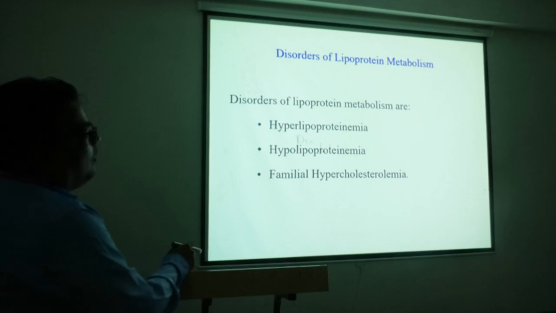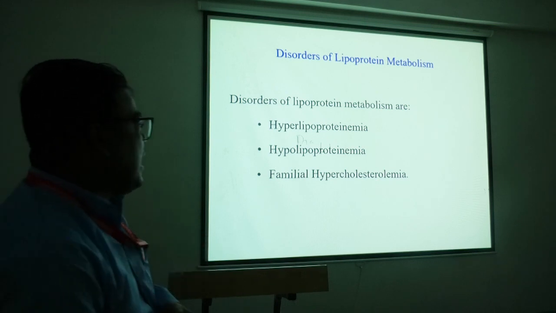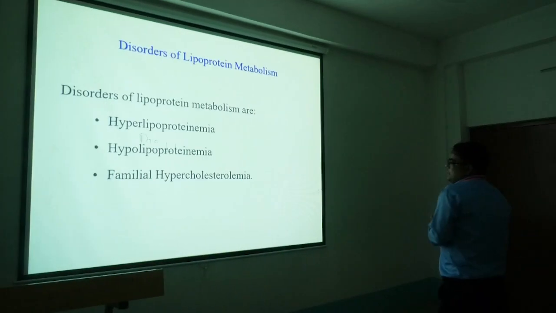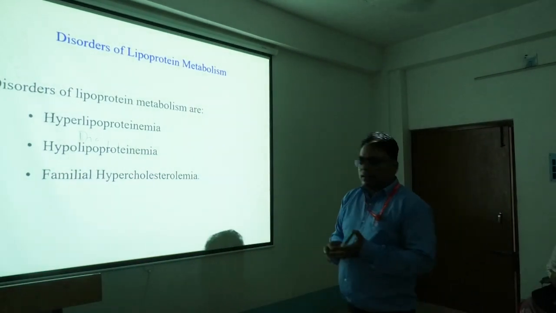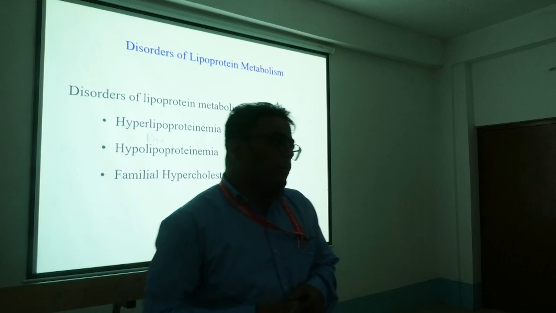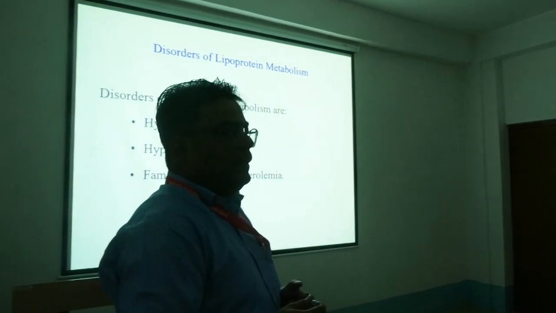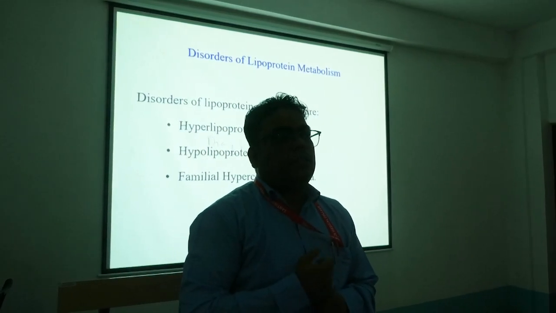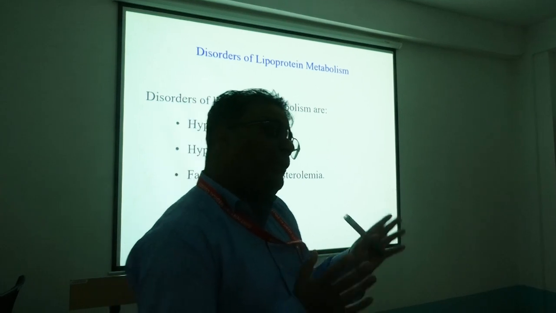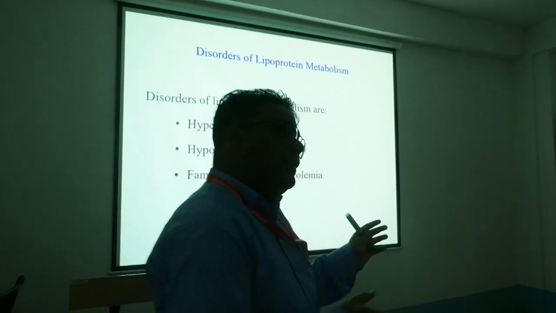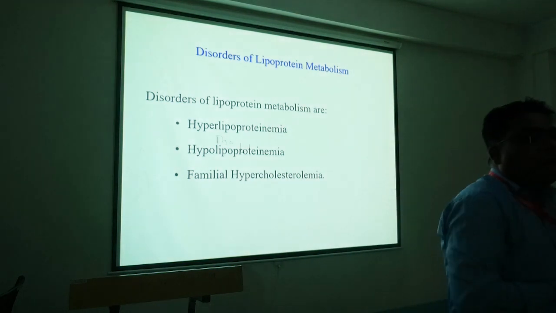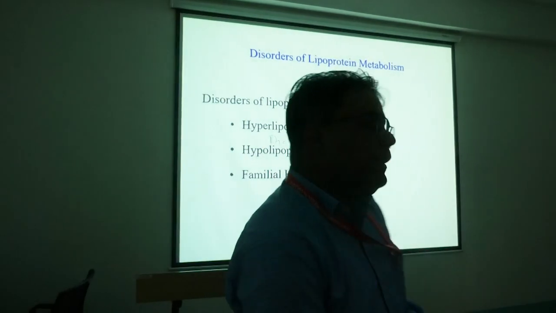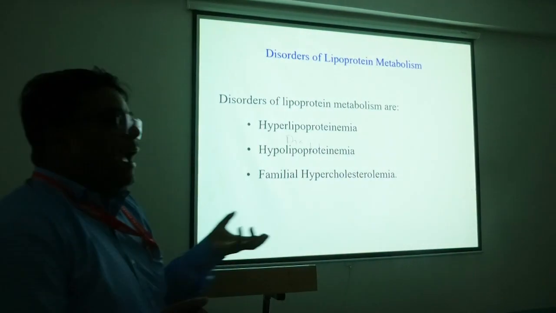Now, disorders of lipoprotein metabolism. Which disorders can there be? Hyperlipoproteinemia, hypolipoproteinemia, familial hypercholesterolemia. You understand the term hyperlipoproteinemia? That means the level of lipoproteins in the blood is increased. Why is it increased? If there is an absence of particular enzymes, or if the apoproteins are not formed properly, then these molecules accumulate.